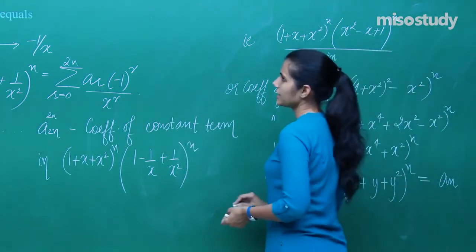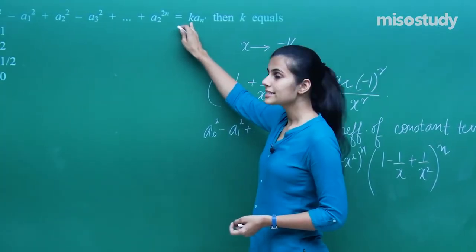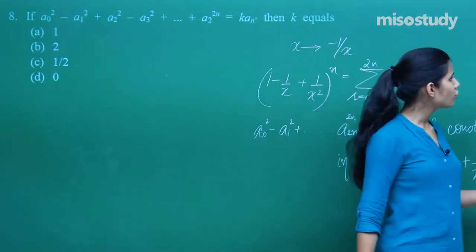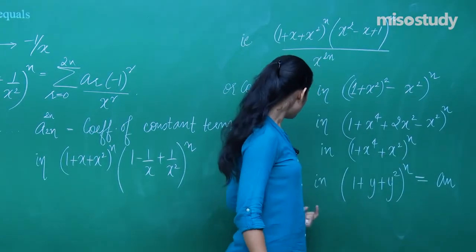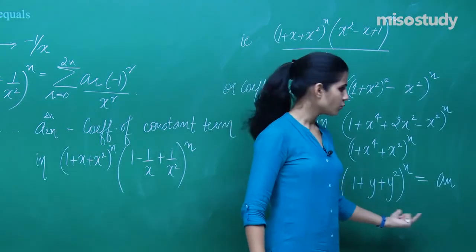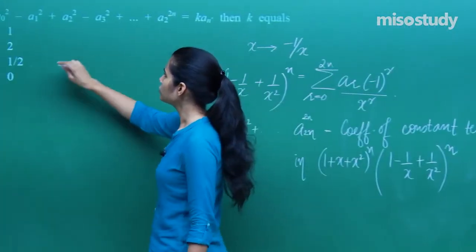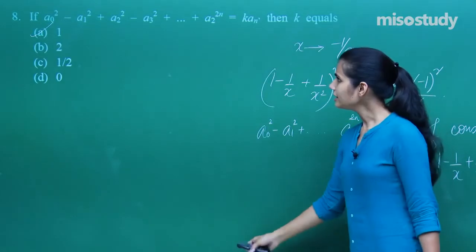Isn't it? Which is equal to an. So if I am saying that this is equal to an, that means k is actually equal to 1, because this particular thing was the coefficient of x^2n in this expansion, or the coefficient of y^n in this expansion, which is an, and therefore k turns out to be equal to 1. Clear? Let's look at the next question.